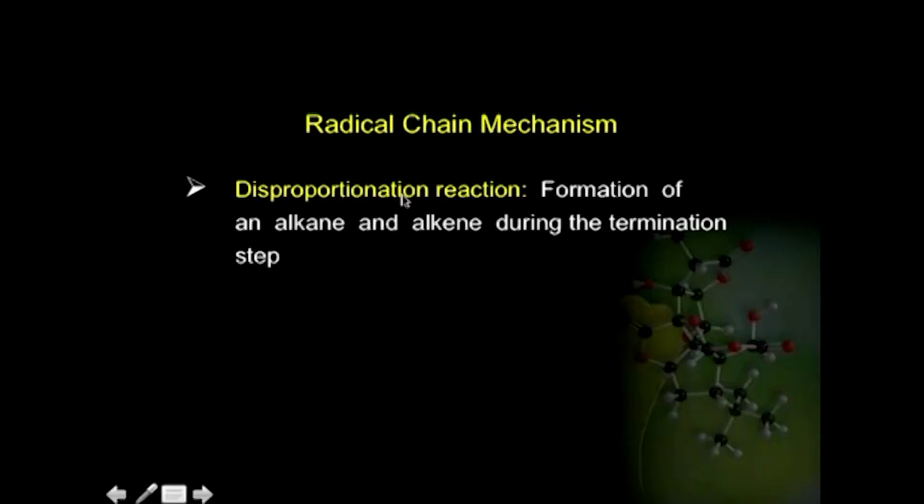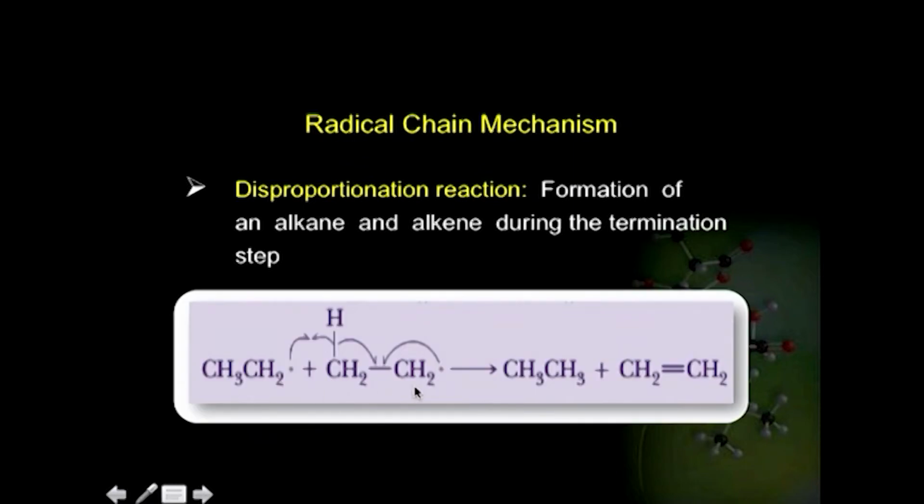There is another reaction which takes place when halogenation of alkanes takes place in presence of sunlight, and that is the disproportionation reaction. In disproportionation reaction, there is formation of an alkane and alkene during the termination step. Otherwise, when there are 2 radicals present, there is a possibility that these 2 radicals will combine, as was shown in the previous slide, and give rise to another alkane molecule. But in disproportionation reaction, there is formation of one alkane and another alkene, that is an unsaturated hydrocarbon.